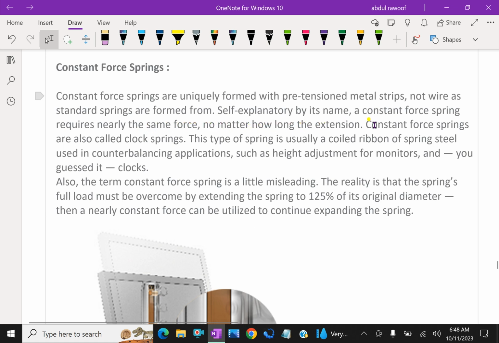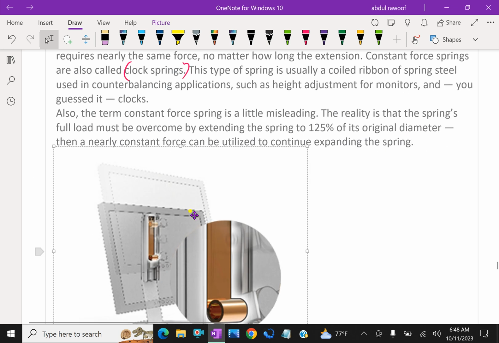Self-explanatory by its name, the constant force spring requires nearly the same force no matter how long the extension. Constant force springs are also called clock springs. This type of spring is usually a coiled ribbon of spring steel used in counterbalancing applications such as height adjustment for monitors or, you guessed it, clocks. A clock spring is a flat spiral spring.